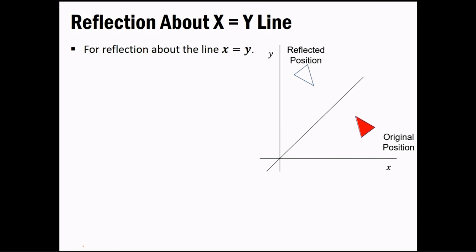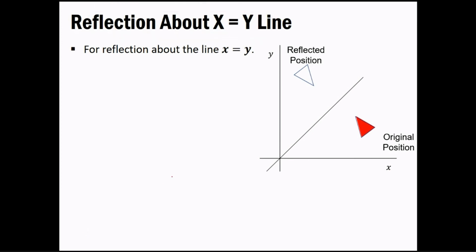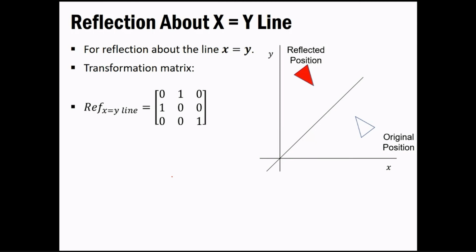So now if you want to perform it about the x equal to y line, such information will be given to you in the example. Based on that, you have to make a decision that we need to go in this direction and perform this operation. Obviously, coordinates will be given to you. For this case, the transformation matrix given over here is 0, 1, 0, 1, 0, 0, and 0, 0, 1, about the x equal to y line.